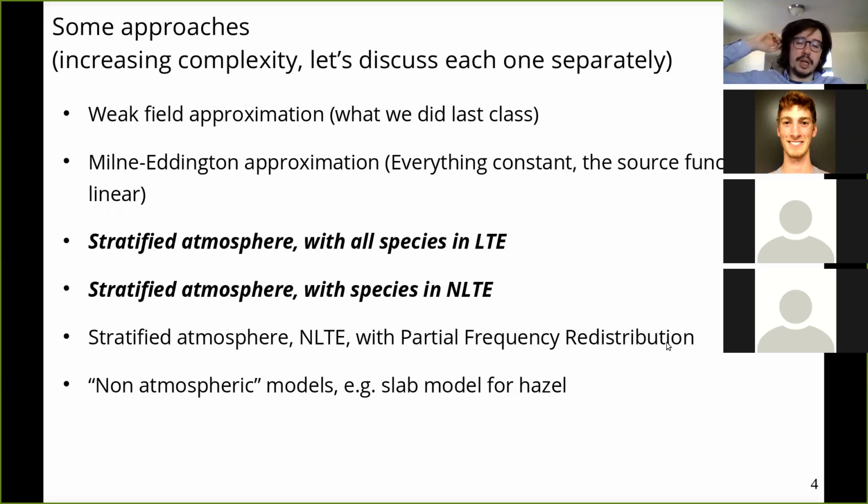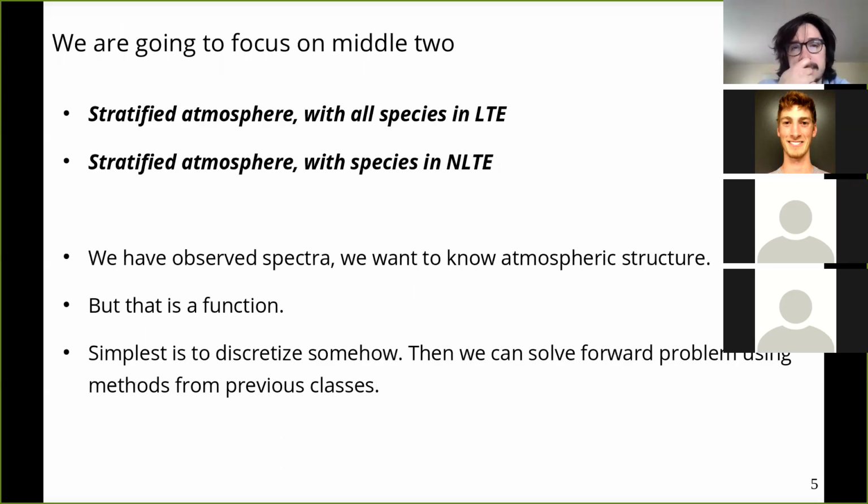Or your scientific question might need interpretation of some other spectral lines which are formed not really in atmospheres but in something more looking like a slab, which is, for example, the case if you're looking at prominences or filaments or something like that, right? And maybe Steve in his lectures will touch on these topics. Okay, so we are going to focus on these middle two. Actually, we're going to be focusing on the first one.